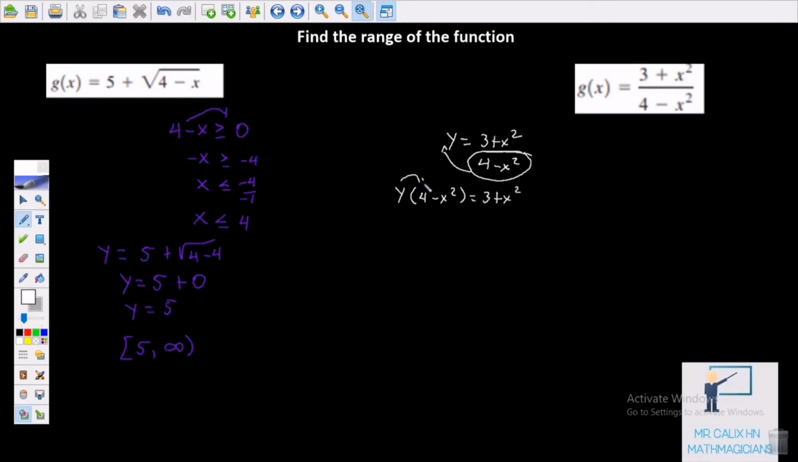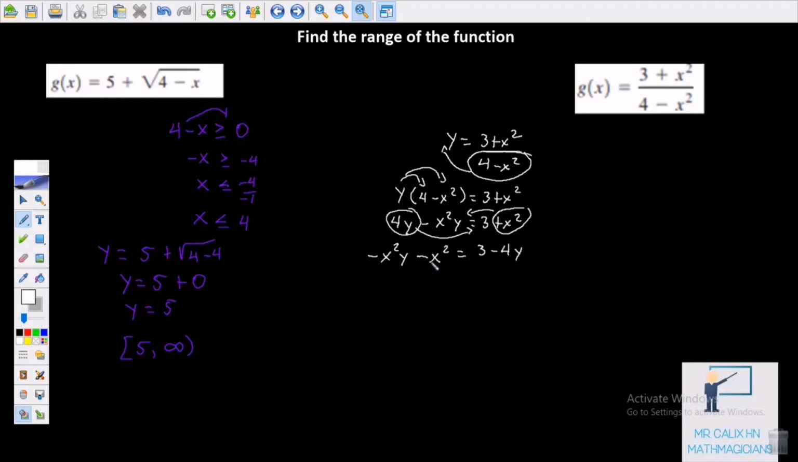Next step is to use the distributive property. We will have 4y minus x squared y is equal to 3 plus x squared. Let's group the x squared. I'll send this x squared to this side, and I'll send this 4y to this side. Remember that we change their signs. We're going to have negative x squared plus, y that was already there, and this x squared that was positive moves to the other side as negative, minus x squared. We copy the 3, and this 4y that was positive moves to this side as negative, minus 4y.